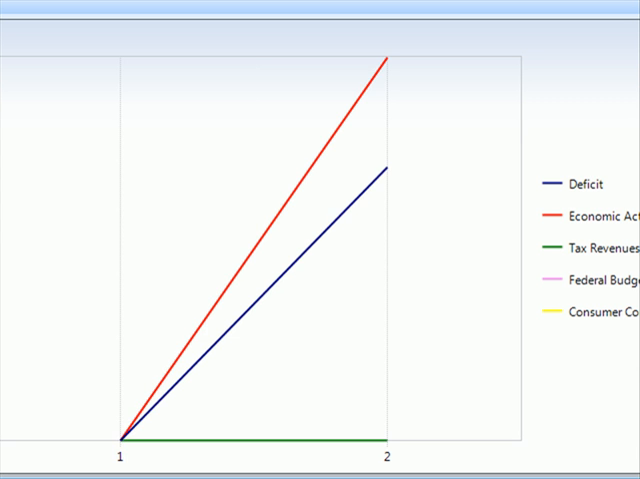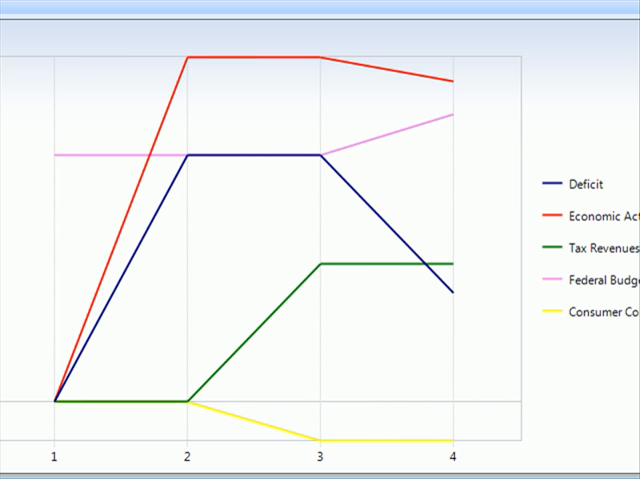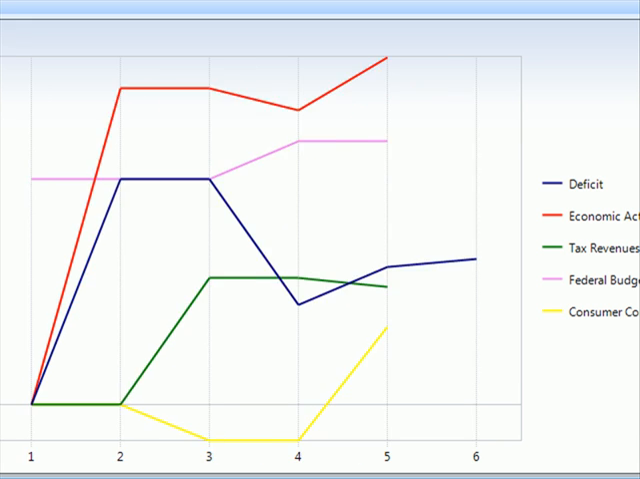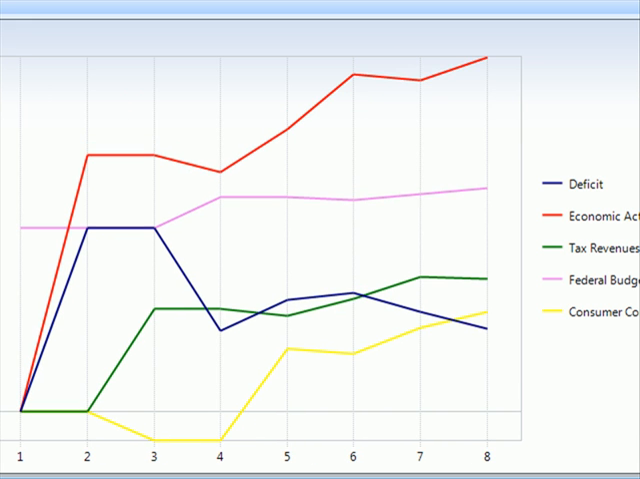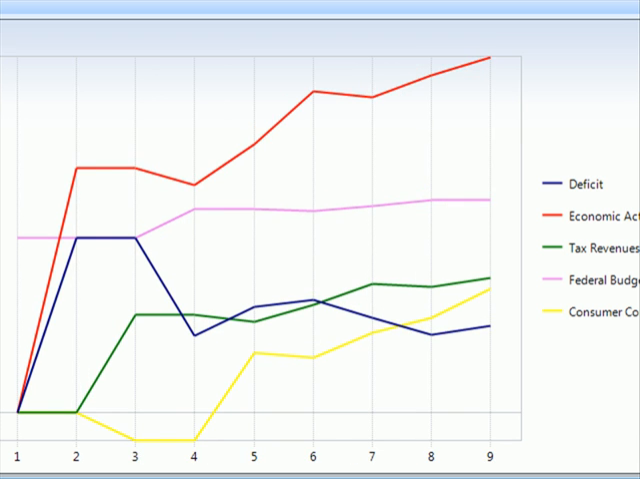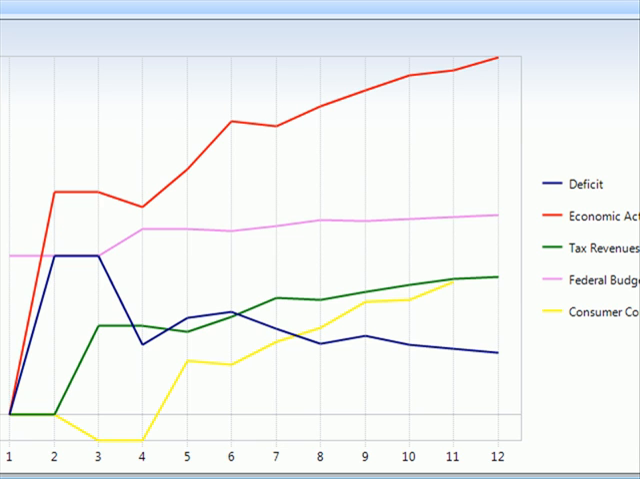I ran the simulation for 20 iterations, and it shows that the deficit grows, but that economic activity and tax revenues also grow, and it shows that even though the deficit grows at first, later on it begins to come down. So increasing the deficit reduces the deficit.